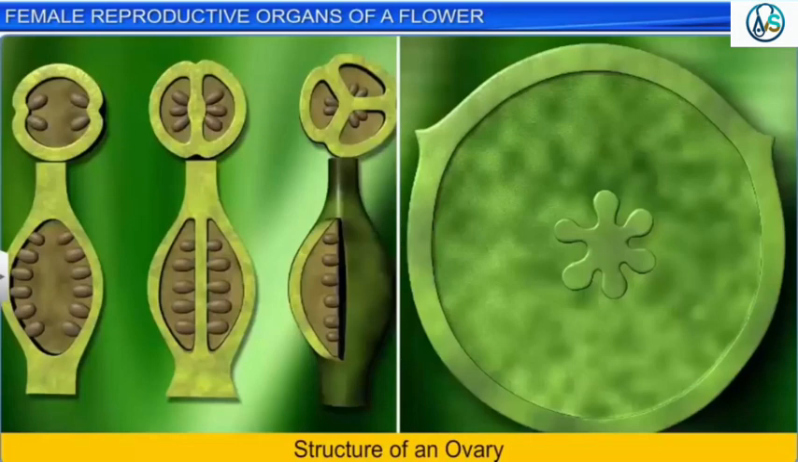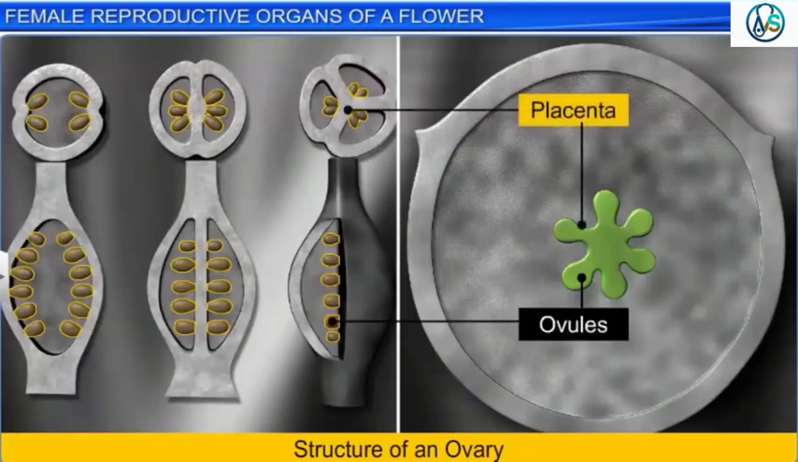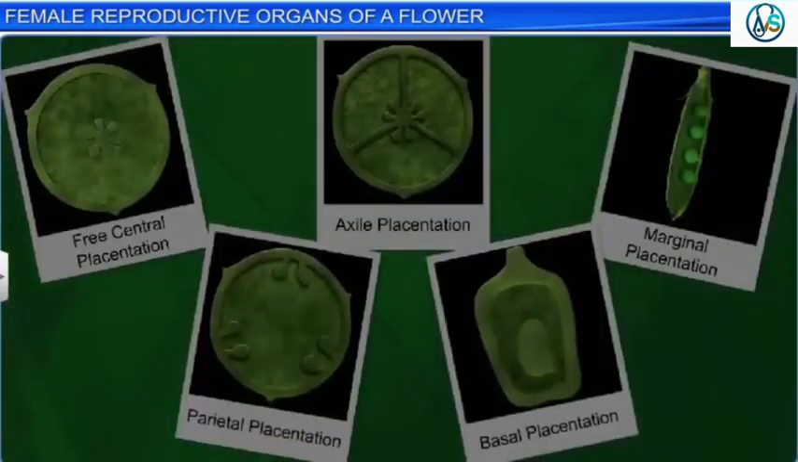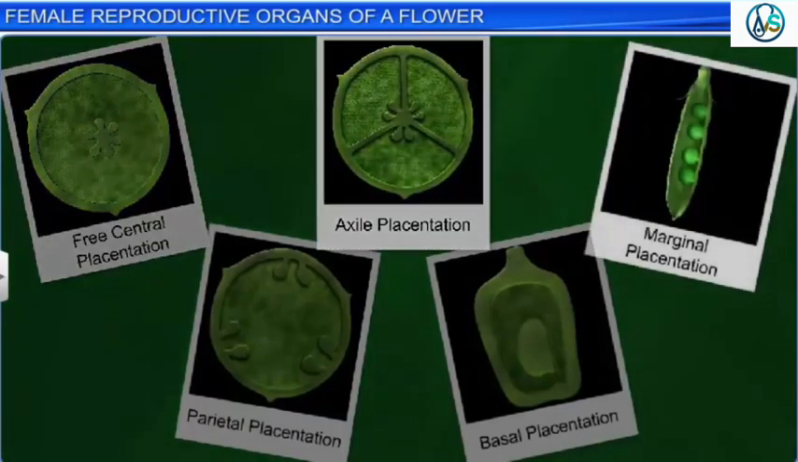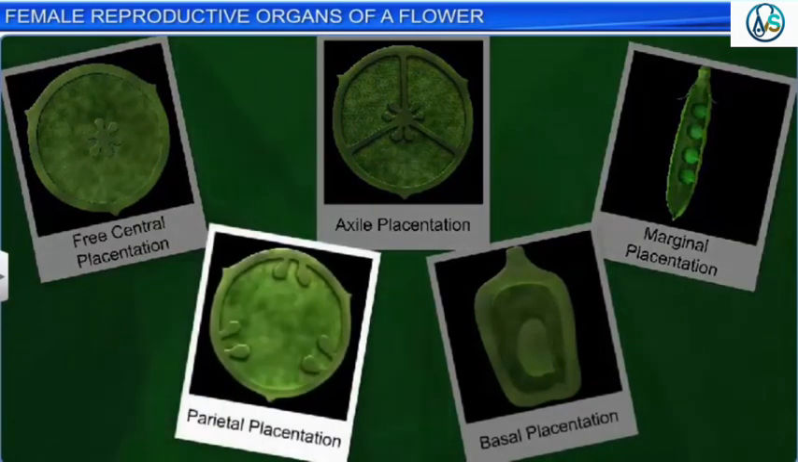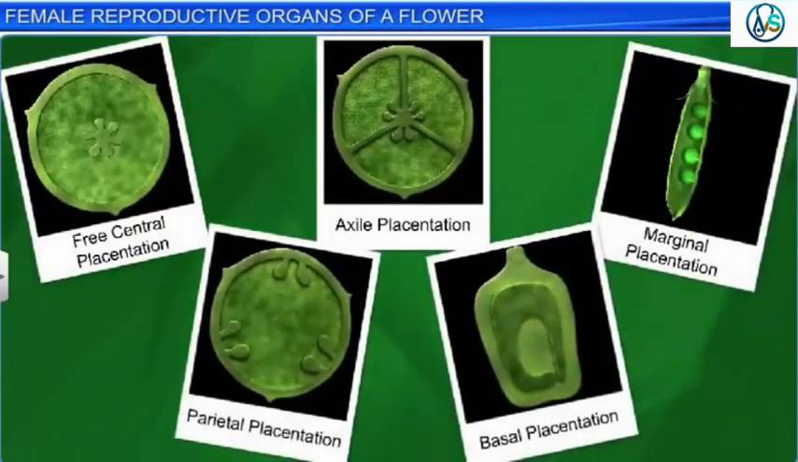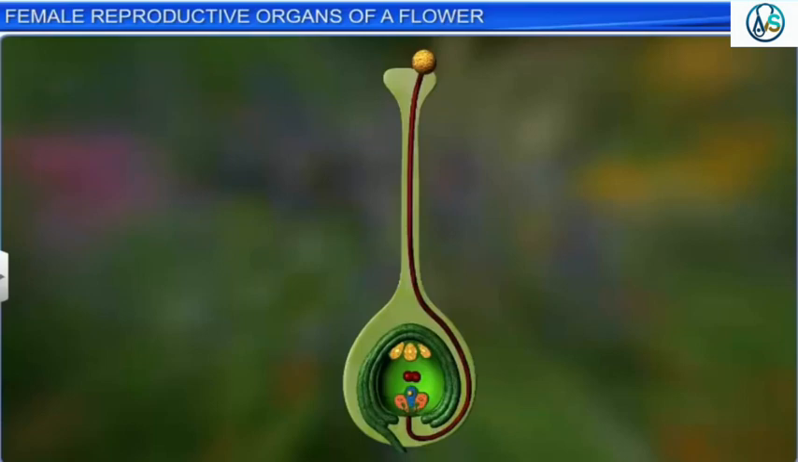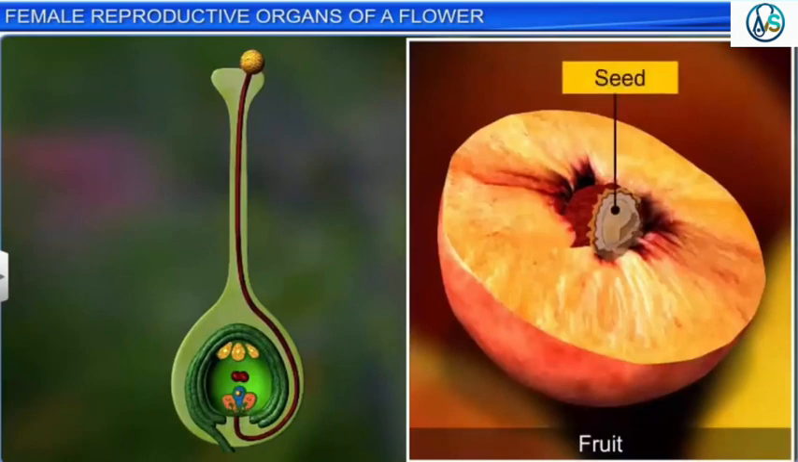Within the locule, you will find ovules or megasporangia that are attached to the ovary wall in a region called the placenta. These ovules may be arranged in free central, axile, marginal, parietal, or basal placentation. Moreover, after fertilization, the ovules form seeds while the ovary develops into a fruit.